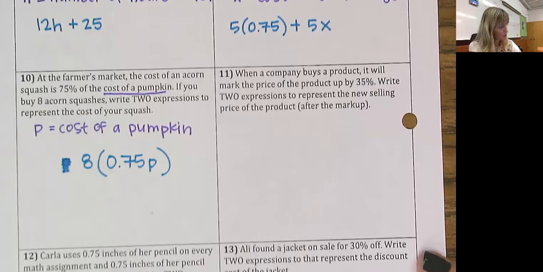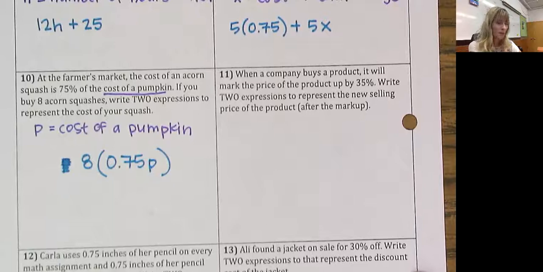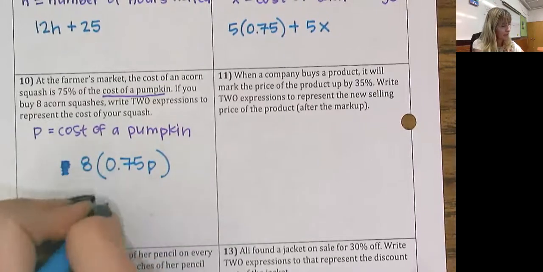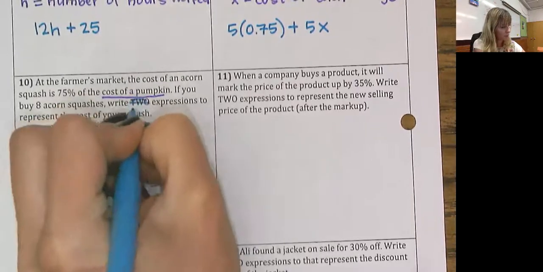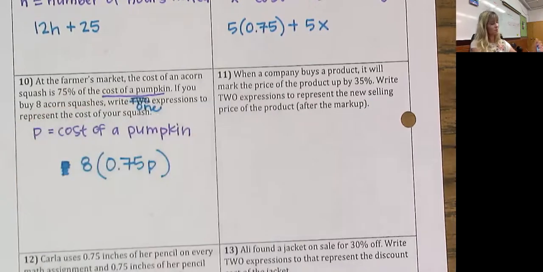Now they want 2. Cost of an acorn is 75% the cost of a pumpkin. Well, we're going to leave it at 1, because I think sometimes when I show you guys the other one on that one, it gets a little murky. So we're going to stick with 1 on that one and move on.